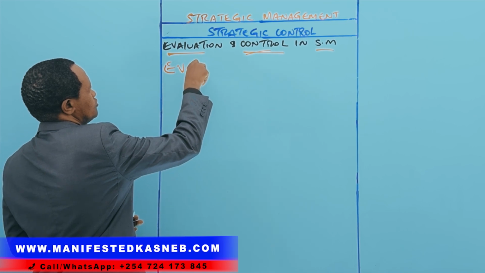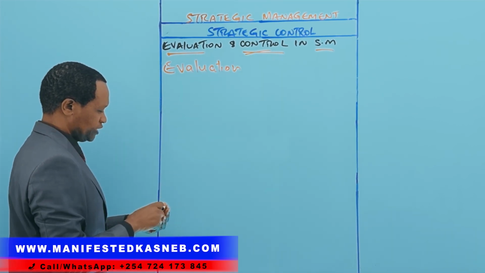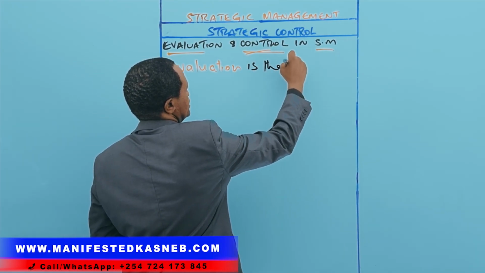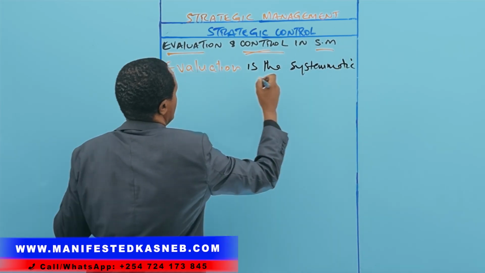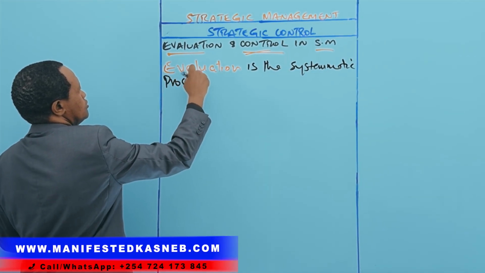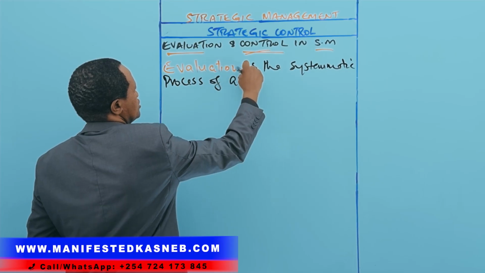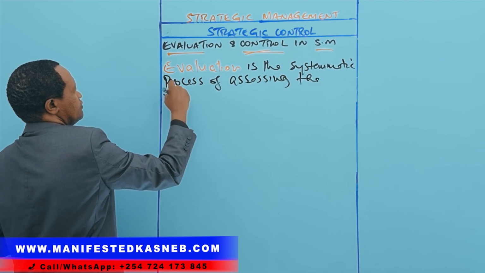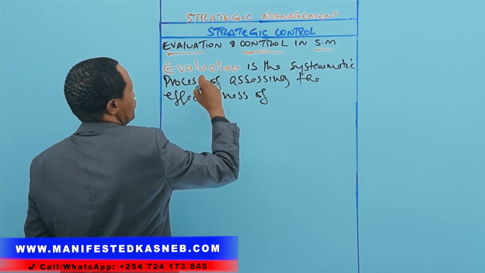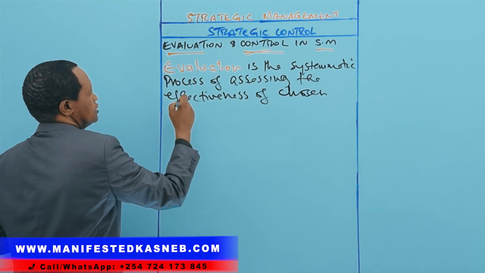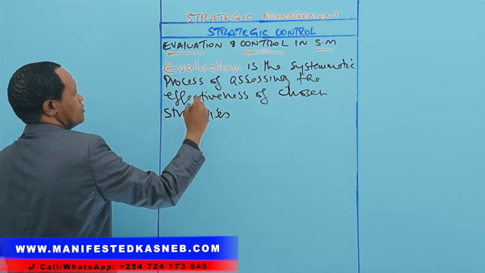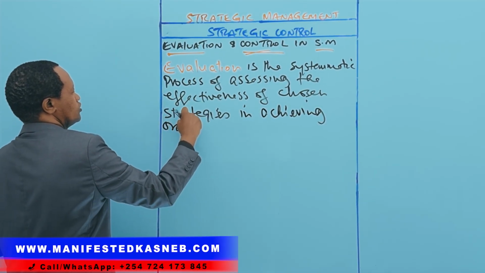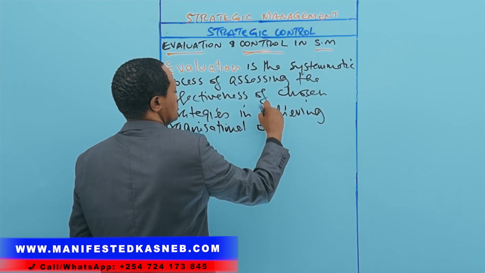Evaluation, I've said, is the systematic process of assessing the effectiveness of the chosen strategies in achieving organizational objectives.